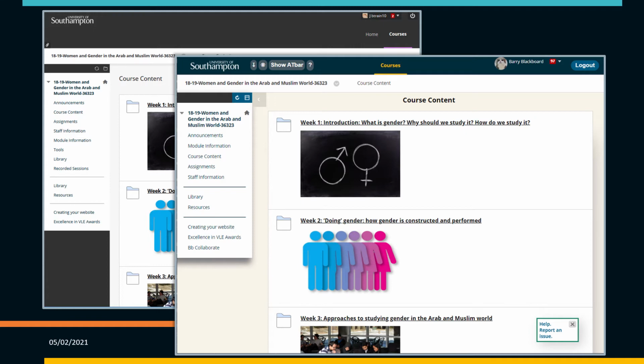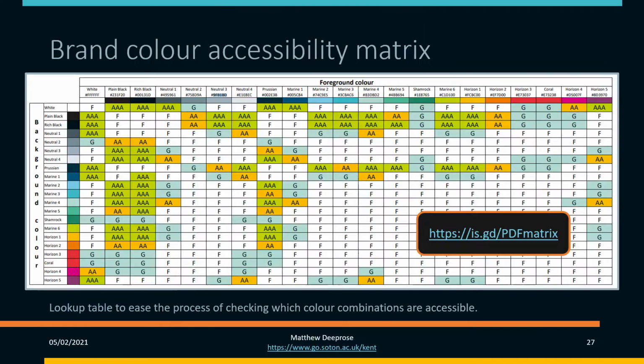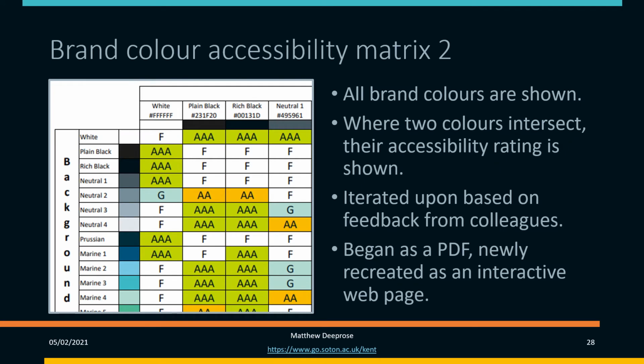So I was looking up repeatedly our color choices, and over time I decided, well, it would save me a lot of time if I created a lookup table, a matrix. And with 441 combinations in our university brand, it would have taken a long time to produce manually. So I created a script that could output a table like what you see here.